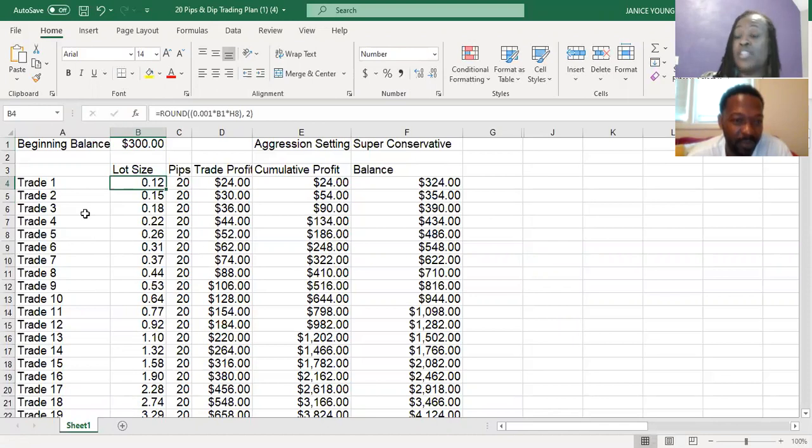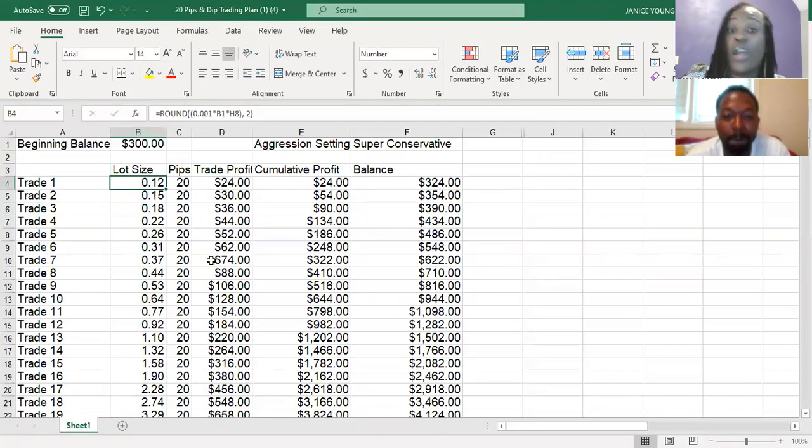Our goal is to have 30 profitable trades. Now, it can take you whatever amount of time it takes you. It's based on when you trade. So no pressure. But when you trade, you want to follow this. So trade one, your lot size should be $1.20. Your profit for that trade should be 24 bucks.